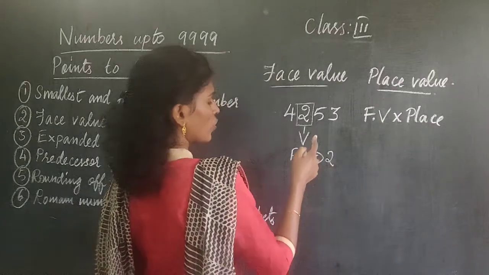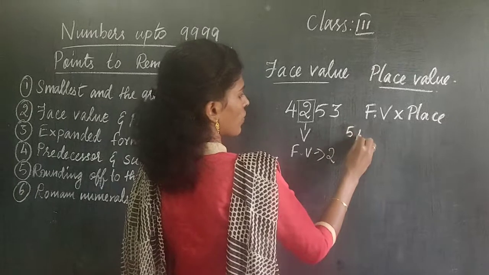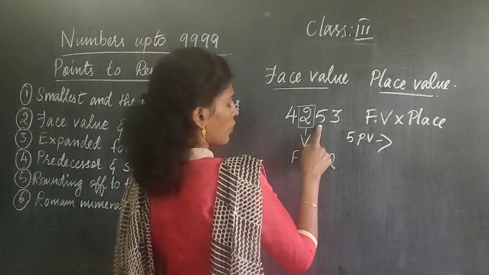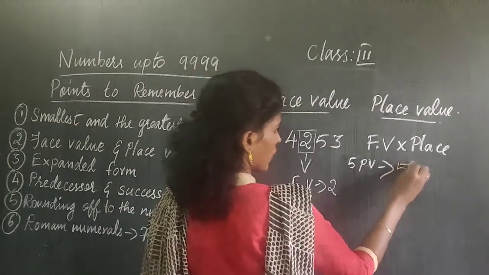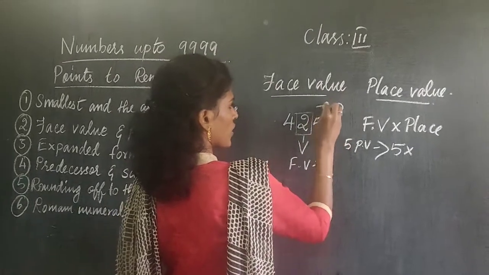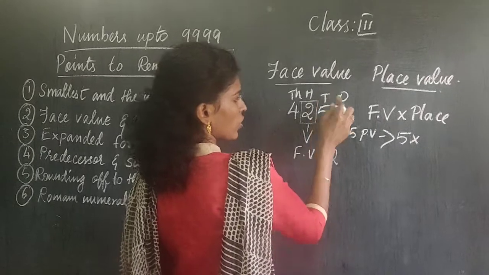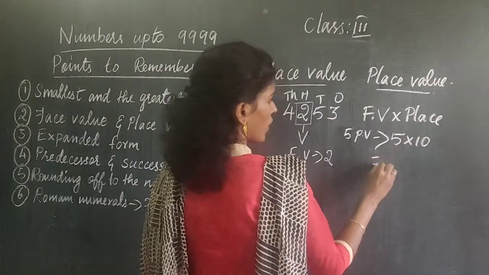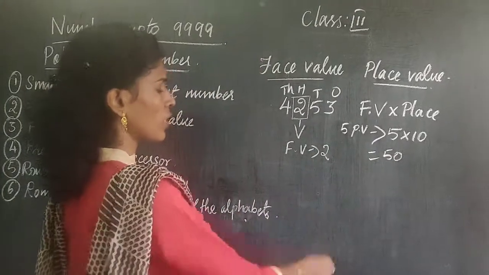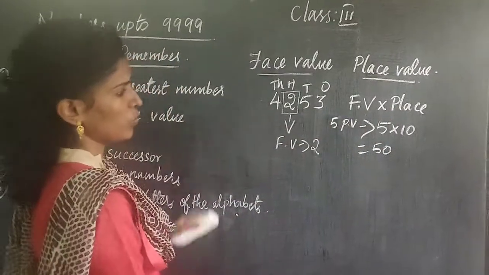Suppose you have to find the place value of 5. So 5's place value will be, first you have to write the face value. The face value of 5 is 5, multiplied by the place. The place is, in which place is it? Ones, tens, hundreds, thousands. So this is in the tens place. So the place is 10. So 5 into 10 is 50. This is the way you have to find the place value. Place value is the face value multiplied by the place.